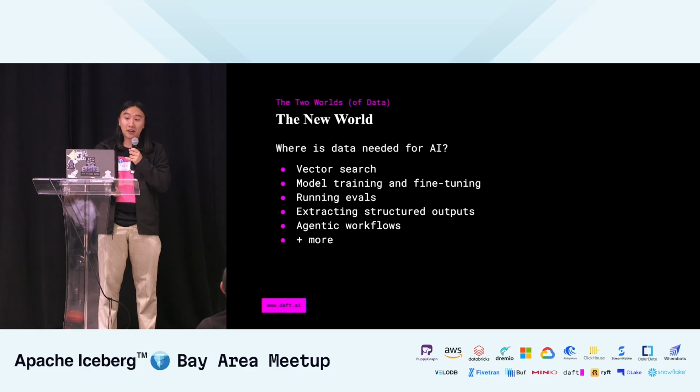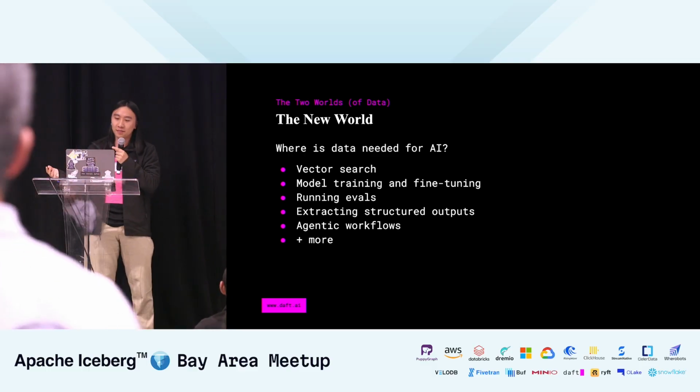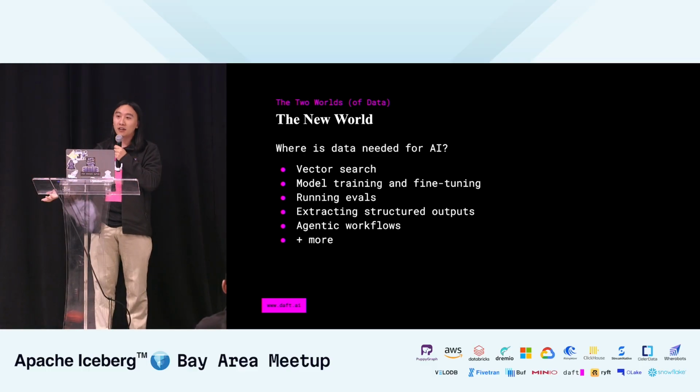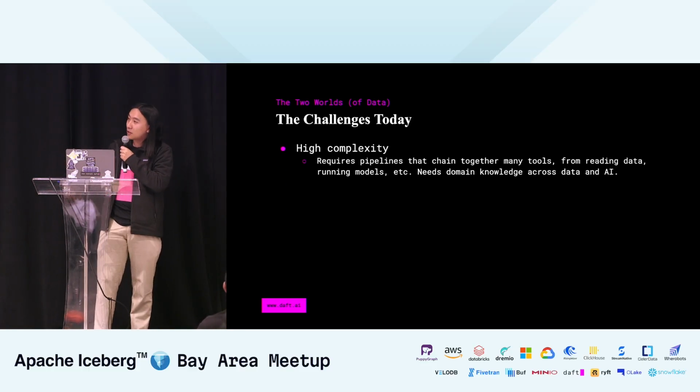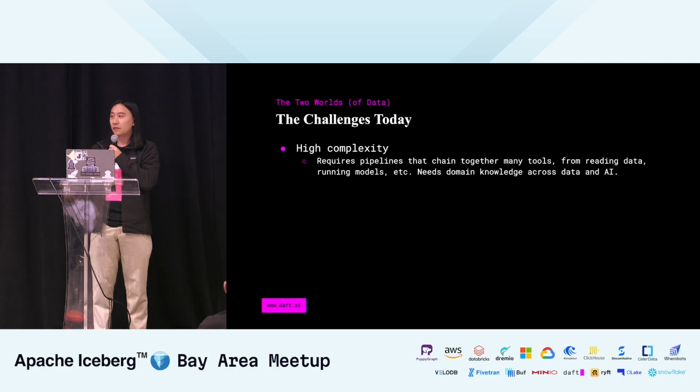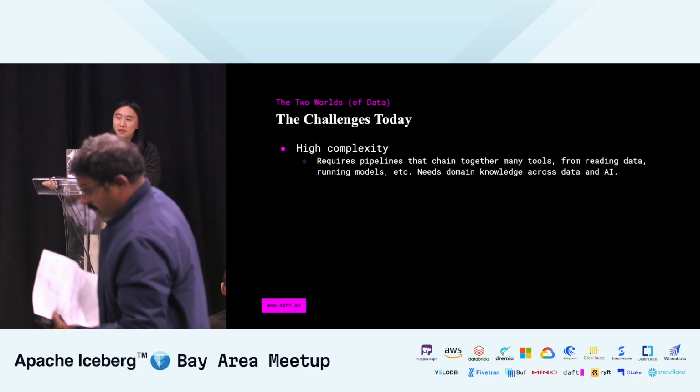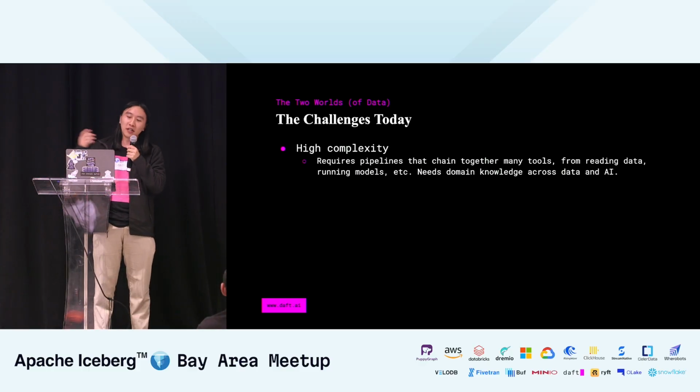Applications that really need data are things like vector search, if you're doing RAG, model training and fine-tuning, running evals on your models, extracting structured outputs from your unstructured data, agentic workflows that require data, and much more. The challenges today are, one, there's very high complexity in working with your AI data applications with your existing data solutions. It requires pipelines that chain together many different tools, from reading your data to running your models, and you essentially need domain knowledge across both data and AI to bridge the gap between these two worlds.